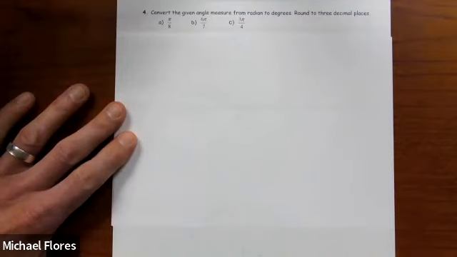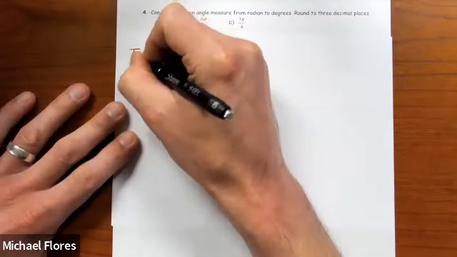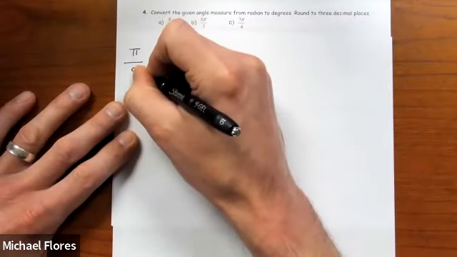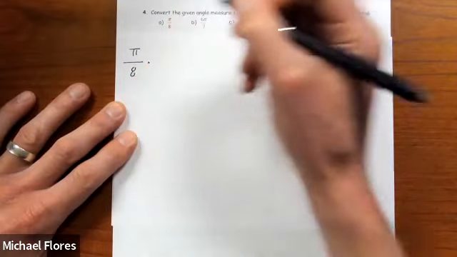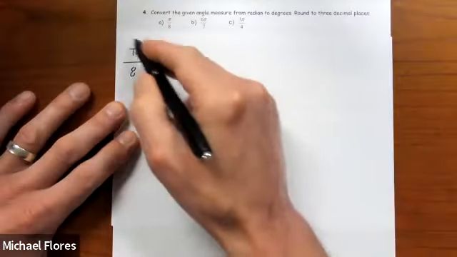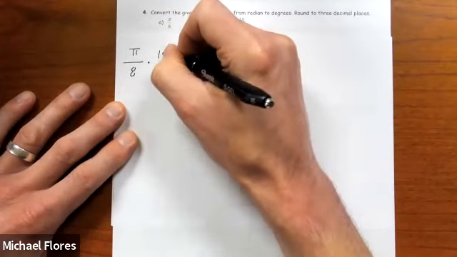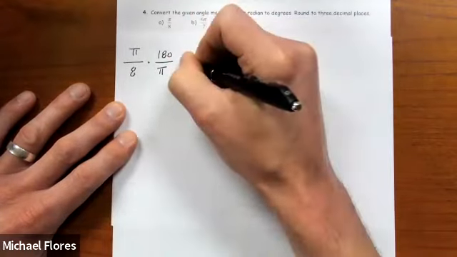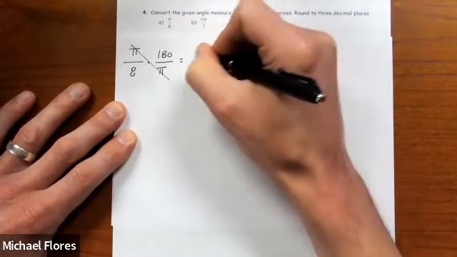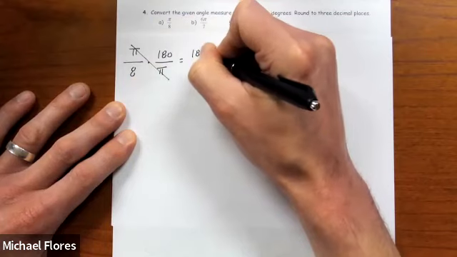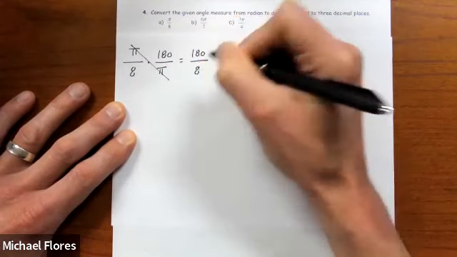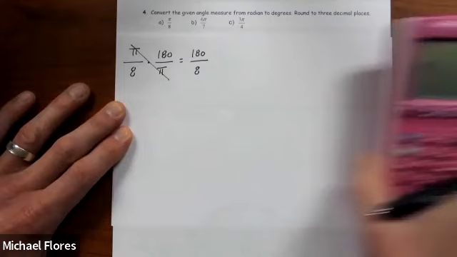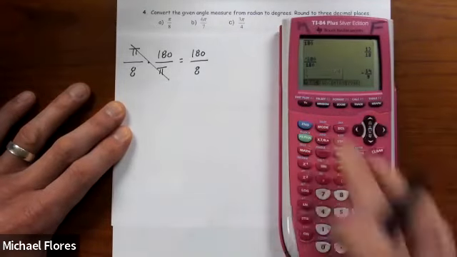Section 4, convert the given angle measure from radian to degrees and round to 3 decimal places if necessary. Let's take pi over 8. And when we are converting from radians to degrees, you take your radian measure and multiply that by 180 over pi. When we do this, your pi's are going to cross cancel, leaving you with 180 over 8, which you can now do in your calculator.